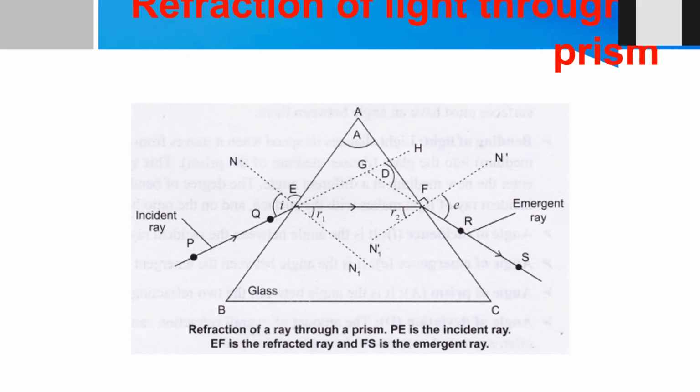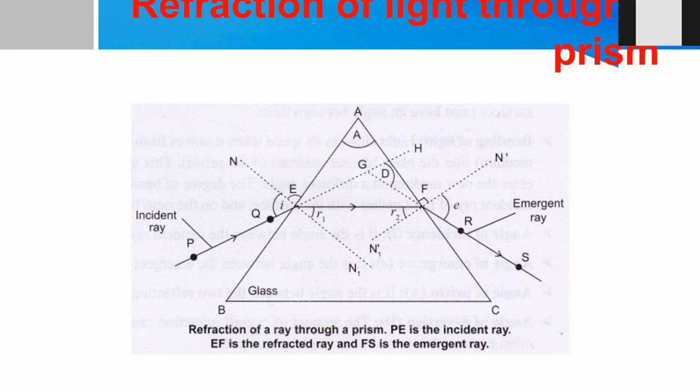This is the angle i, the incident angle, that we are making between the normal N1 and the incident ray. That is the angle of incidence. When the ray of light enters inside the prism, then EF is a refracted ray. EF is a refracted ray. And can you observe these two angles, r1 and r2? These are angles of refraction.